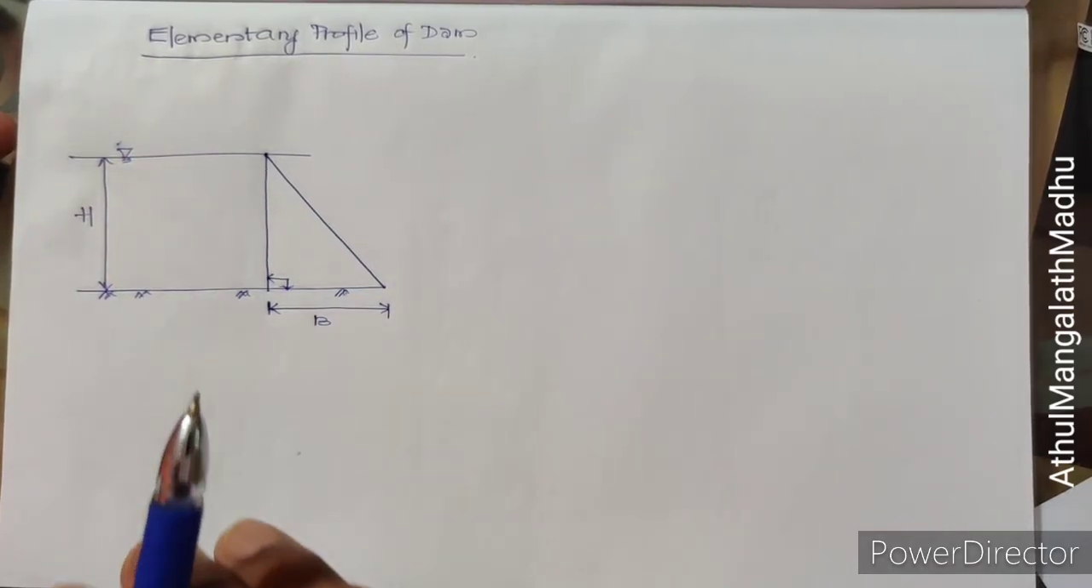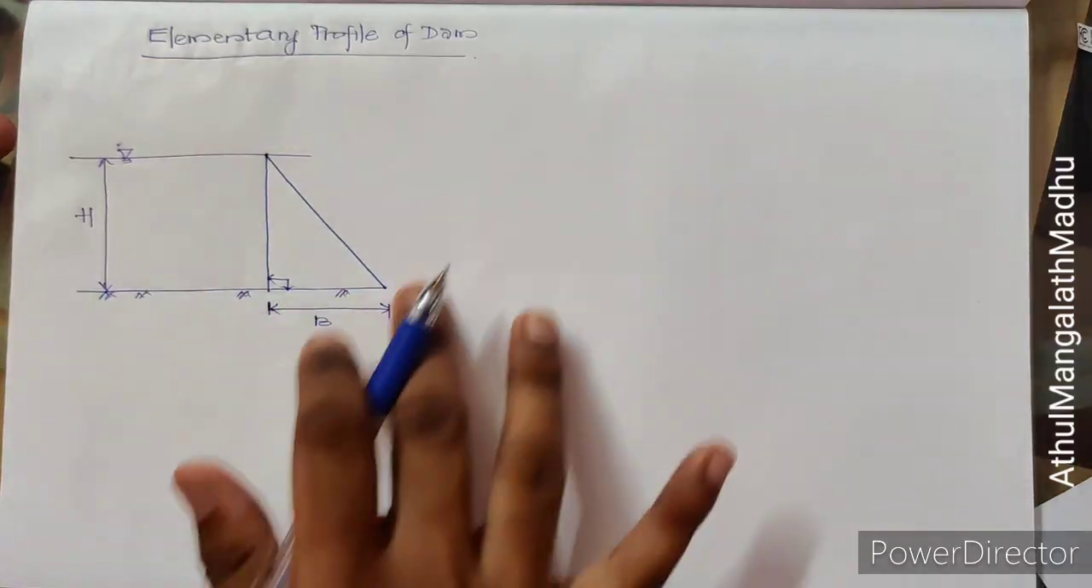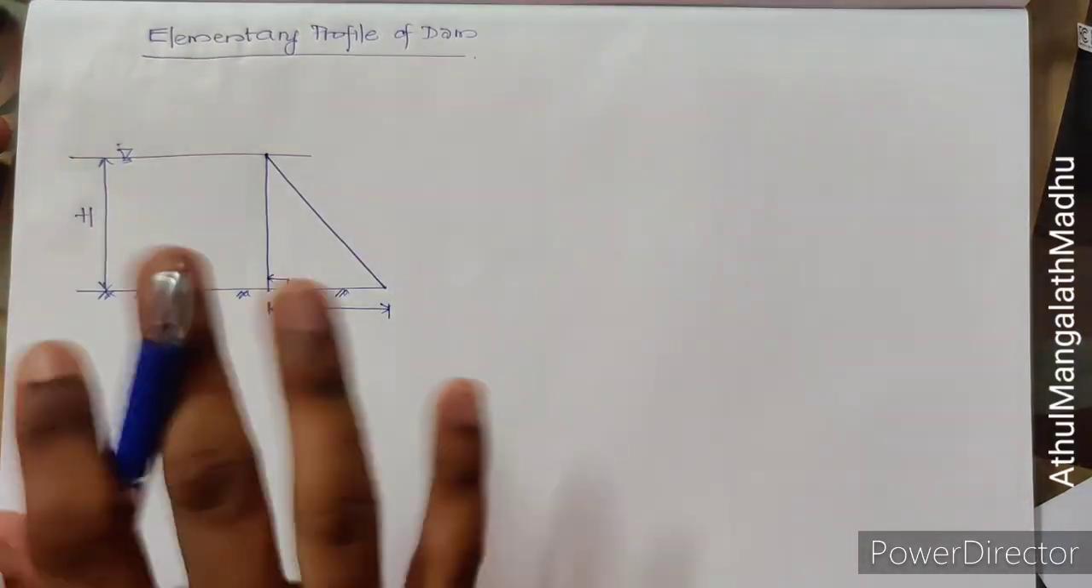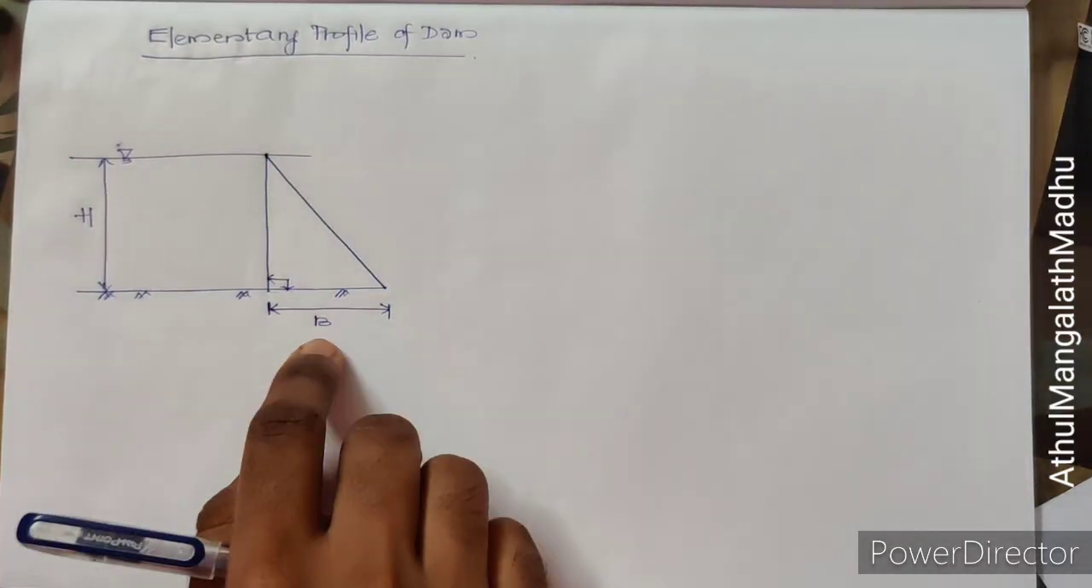Elementary profile of a dam means the basic cross section of a dam that needs to be there. This is how a dam has to be. This will be a right angle triangle with base B.